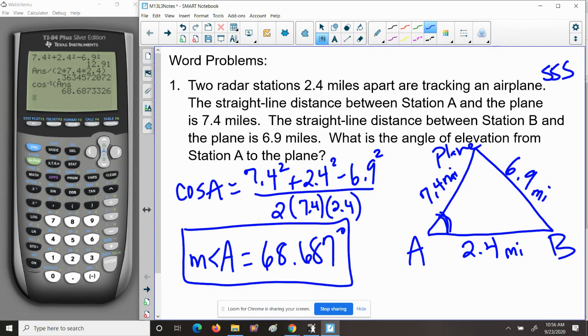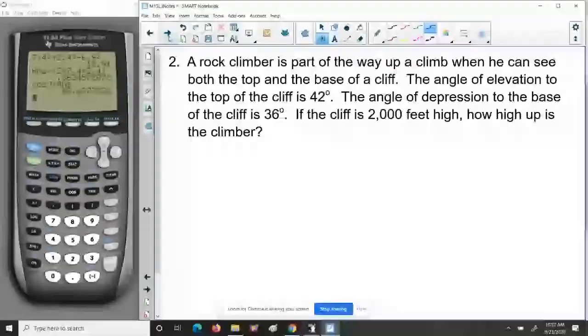Okay. So the biggest thing is to make sure you're labeling these correctly, and then look at what case you have. What do you have given to you for your sides or angles, and which law should you use to try to solve? Let's take a look at another one.